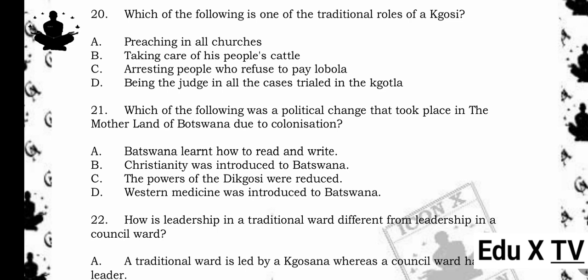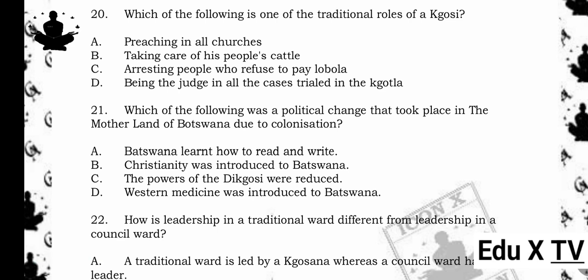20. Which of the following is one of the traditional roles of a Kosi? A. Preaching in all churches. B. Taking care of his people's cattle. C. Arresting people who refuse to pay Labala. D. Being the judge in all the cases tried in the Kgotla. The answer is D. Being the judge in all the cases tried in the Kgotla.